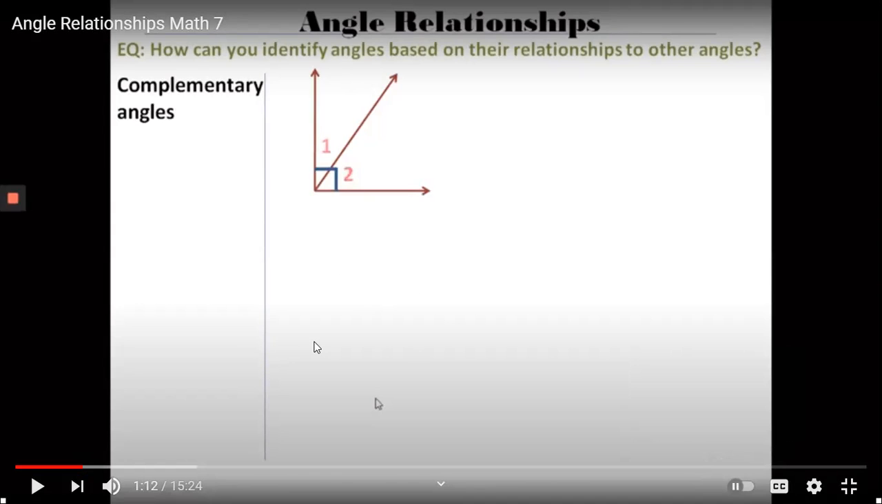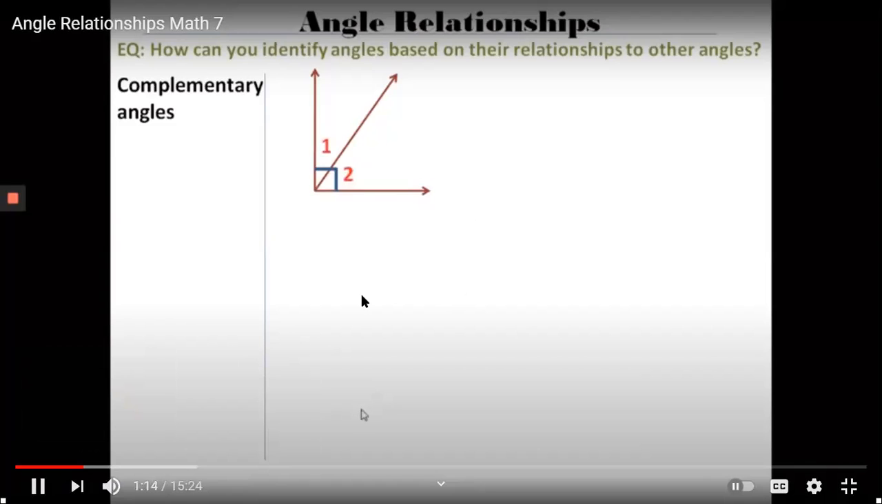Then how can you identify angles based on the relationship to each other? This is the first angle relationship. When you have two angles and you add them together, their sum equals 90 degrees, so we can call them complementary angles. Let's watch, and then I will discuss the next part with you.